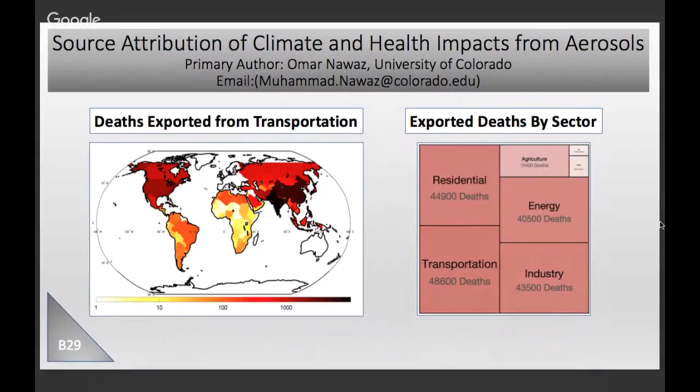Hello, everyone. An understanding of PM2.5 precursor emissions is crucial in developing informed pollution mitigation policies. In this study, we use the GEOS-Chem adjoint in order to calculate the impact of sectors, species, and regions on the PM2.5 burden in over 100 countries and the city of Washington, D.C. I'd love to chat with you. My name is Omar Nawaz from the University of Colorado, and my poster's at B29. Thank you.